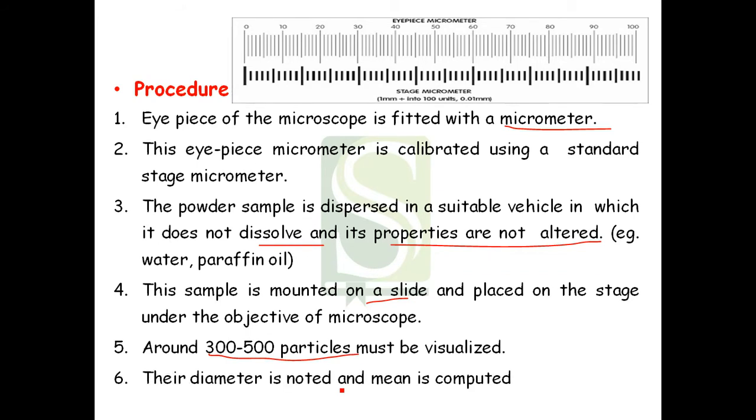Their diameters are noted and the mean is computed. Using this number of particles and the diameters, you can calculate different types of diameters of the particles, which will ultimately give you the particle size distribution. Now we will proceed to perform this experiment.